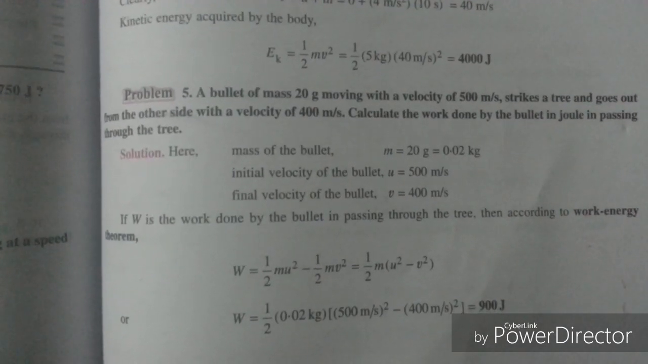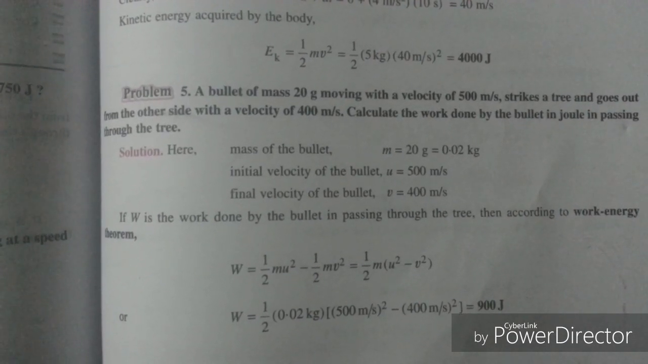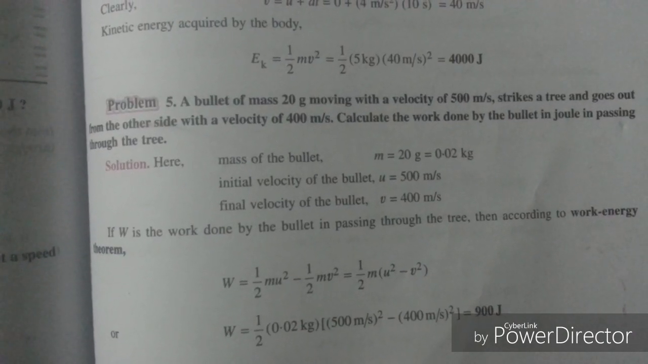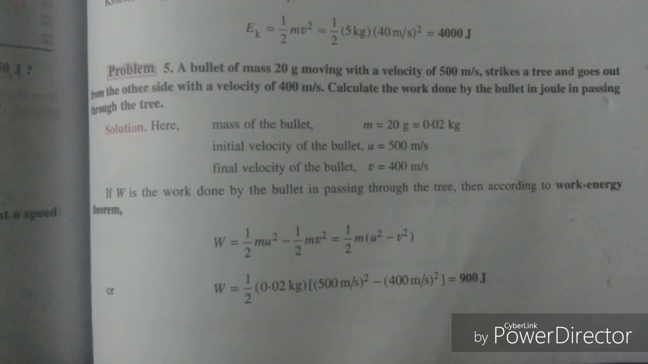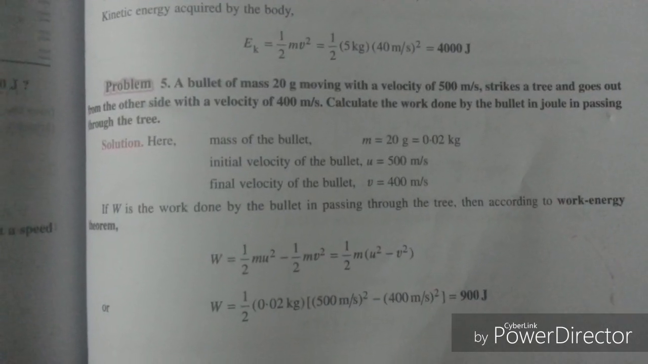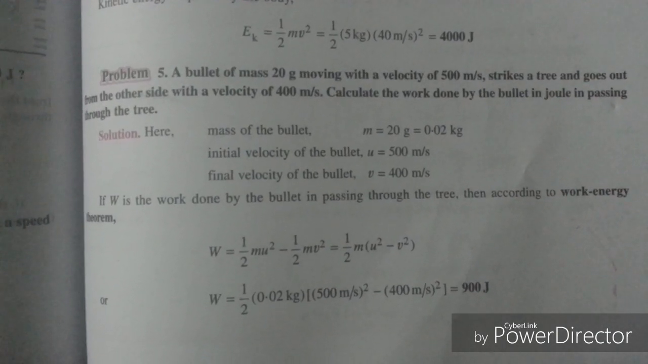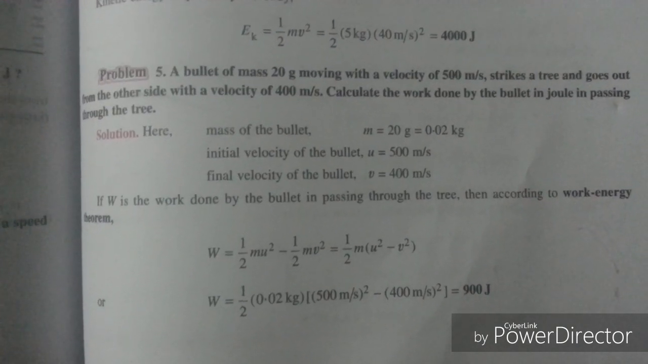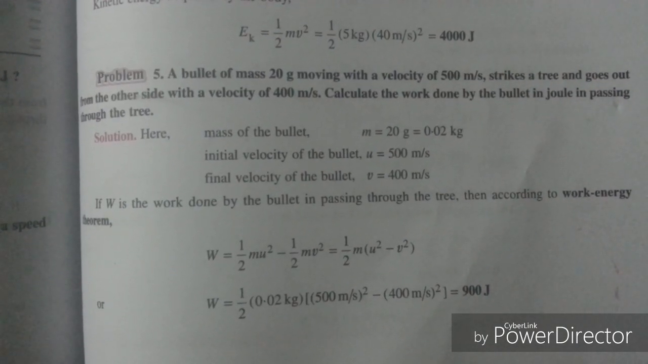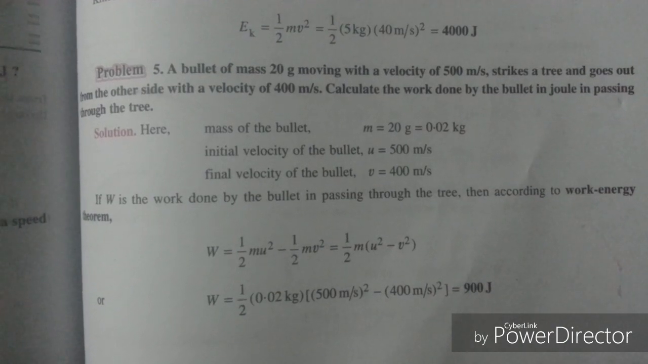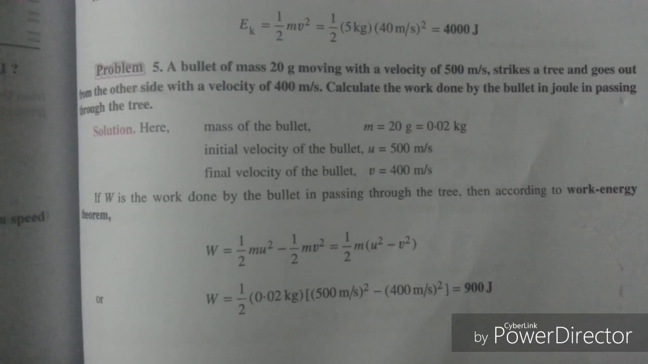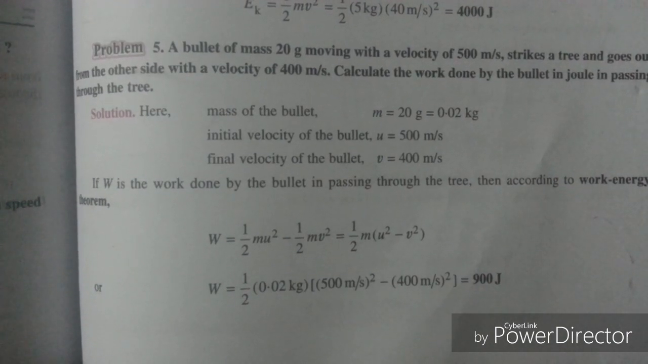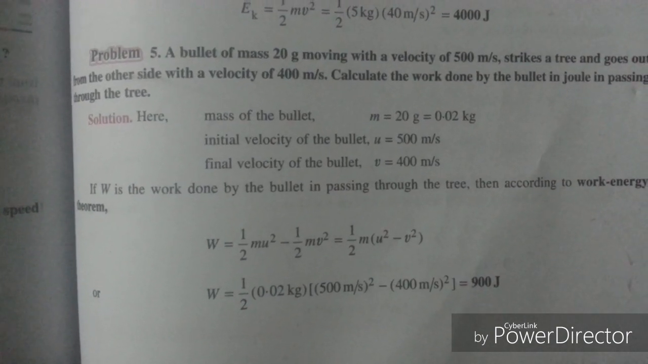So it's similar. Mass is given, we'll convert it in kg. Initial velocity we are given. Final velocity this time we are given. Now work done we'll find by the second formula. Work done is half mv square minus half mu square. But here our final velocity is less than initial velocity, so we'll apply half mu square minus half mv square. By calculations we get the work done 900 joule.